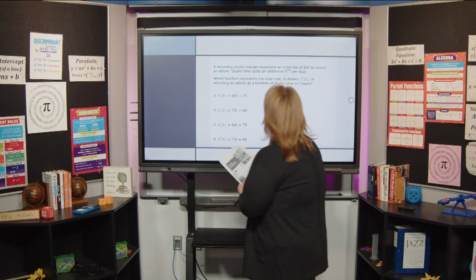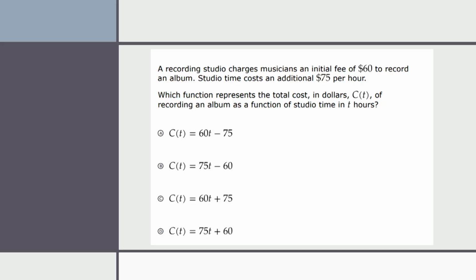So here we go. So we have an initial fee of $60. We have an additional fee of $75 per. That's a big, big word. Which function represents the total cost, and then here's what we have. So let's just go ahead and write it down.